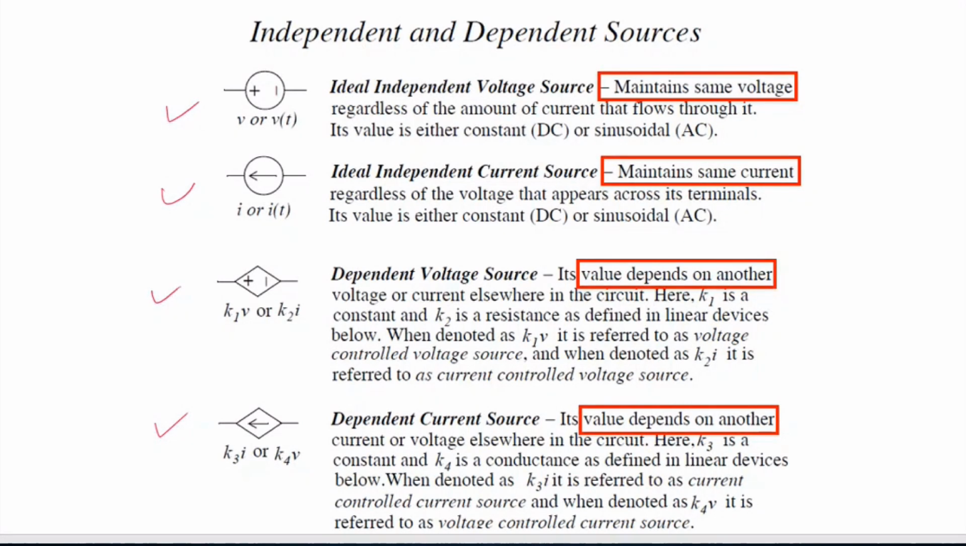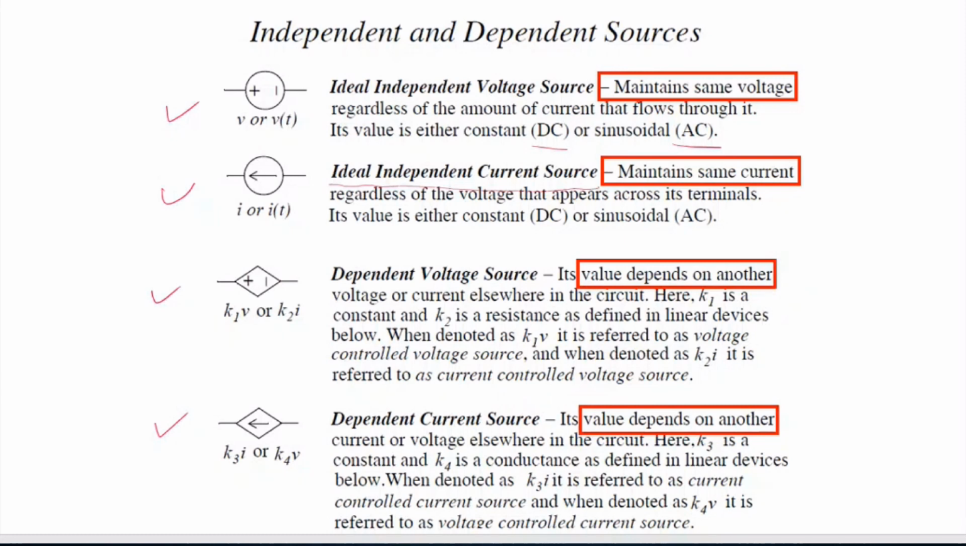Next one is the ideal independent current source. An ideal independent current source maintains the same current regardless of the voltage that appears across its terminals. Its value is either DC or AC. So this is the second definition, and this is the first definition, of independent voltage and current sources.